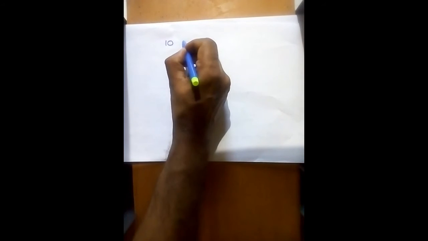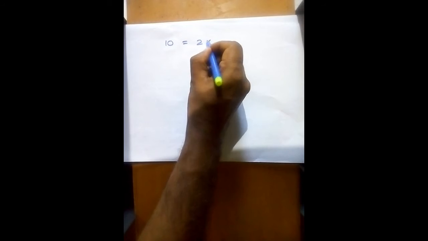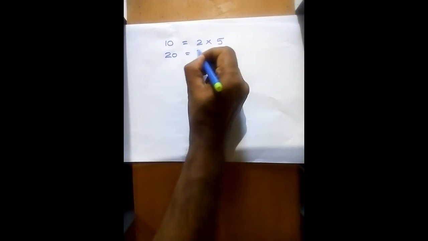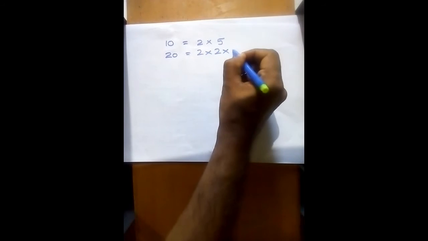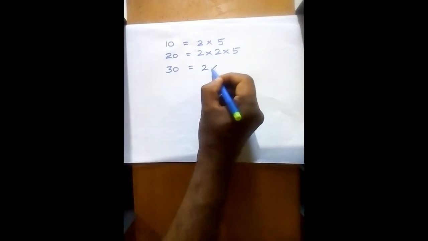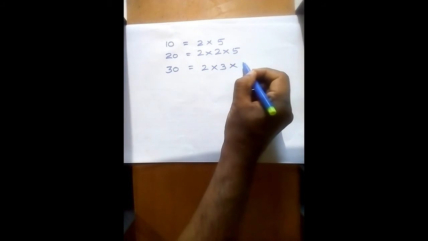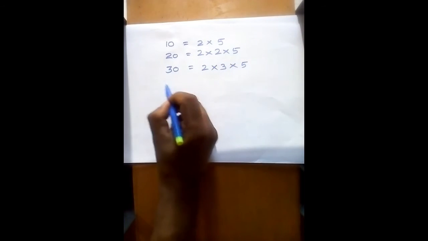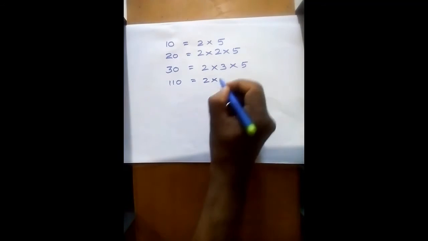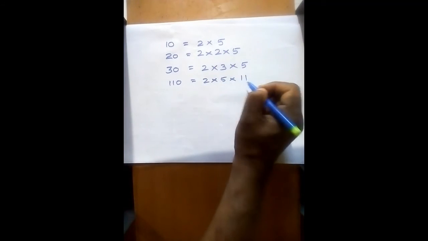Okay, how will we know a number is ending with 0? For example, 10. We know the factors of 10 are 2 and 5. 20 is 2 into 2 into 5. 30 is 2 into 3 into 5. 110 is 2 into 5 into 11.